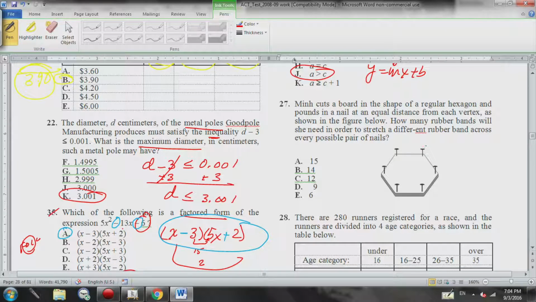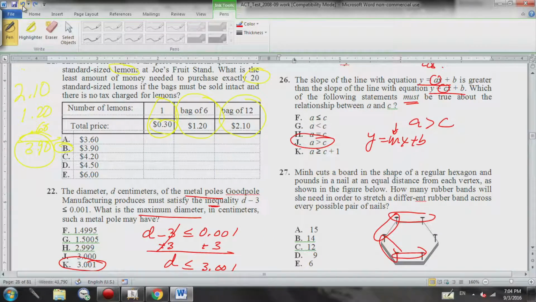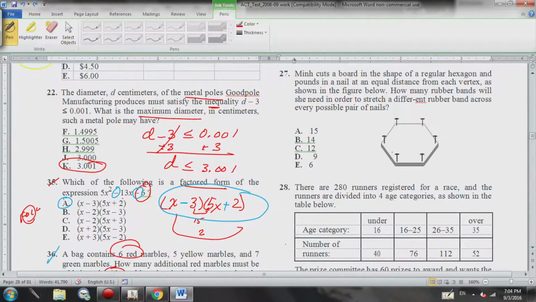Well, let's just count. There's 1, there's 2, there's 3, there's 4, there's 5, and there's 6. Okay, that's 6 rubber bands, right? I'm going to erase those because we're going to need some room. Okay, all right, 6 rubber bands. So there's going to be 6 rubber bands that are going to go across. Okay, we're going to keep a tally, 6.